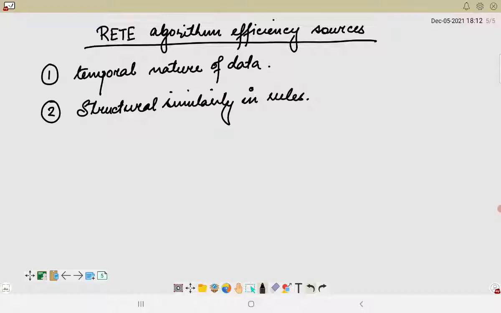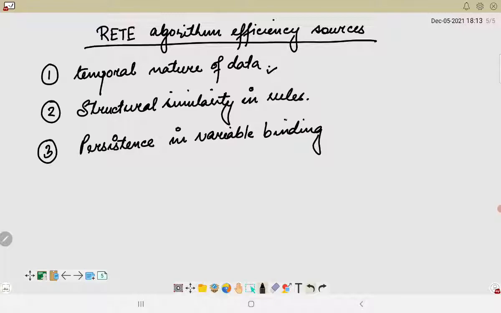First, it will never change the state description. It may add or delete one or two rules, but it will never change the state description. The second one is that it maintains a structural similarity in rules. That means the rules for a particular category or a particular problem can be used as a structure in the memory, and that structure can be utilized by other instances. And the third important point is persistence in variable binding.